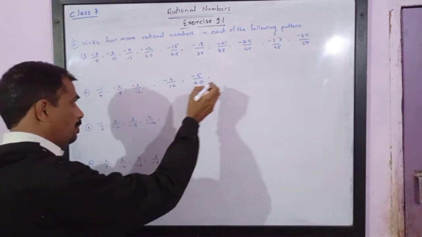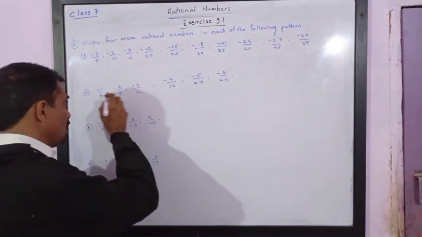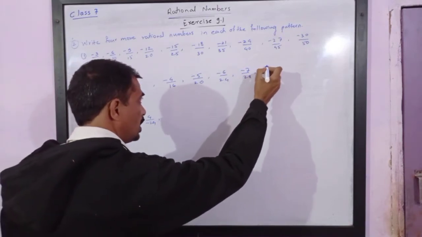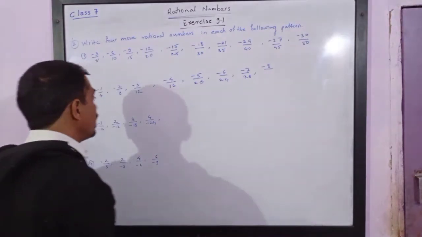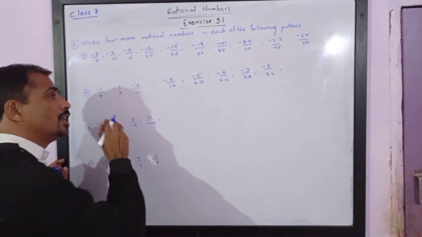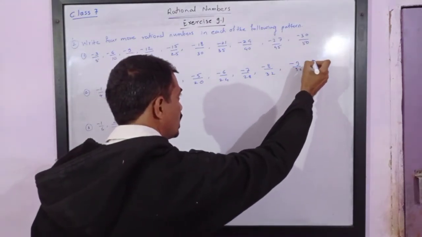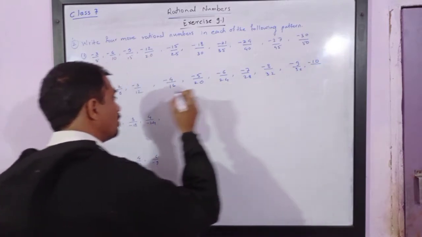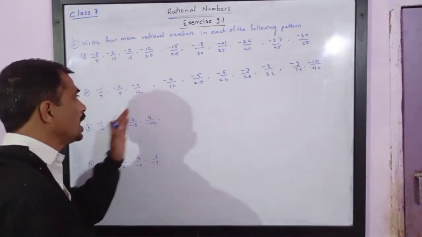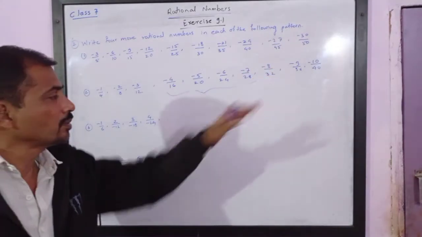Next can be obtained by multiplying by 6. You will get negative 6 upon 24. Next can be obtained by multiplying by 7. Negative 7 upon 28. Next can be obtained by multiplying by 8. Negative 8 upon 32. Next can be obtained by multiplying by 9. You will get negative 9 upon 36. Last, one more can be obtained by multiplying by 10. You will get negative 10 upon 40. Any four. Next four are these. Even if more are asked, still you can write many more.